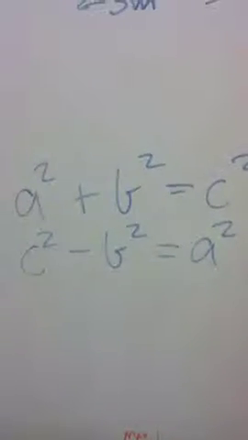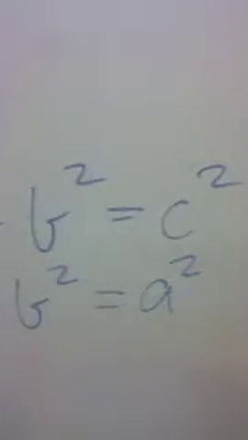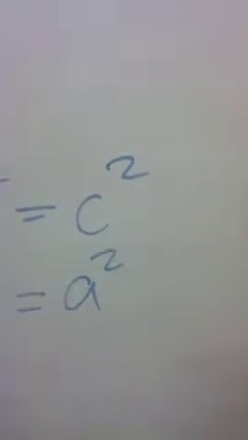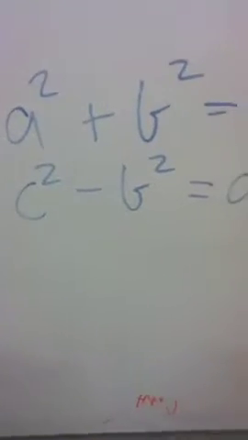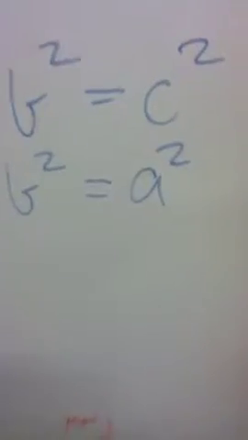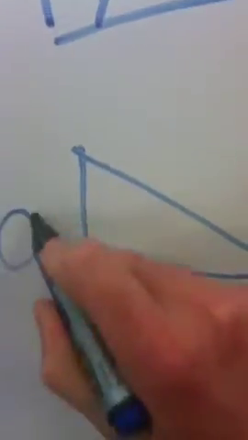Okay, remember that Pythagoras' theorem is a squared plus b squared equals c squared. That gives us the hypotenuse, so the longest side on a right angle triangle. We learnt yesterday that c squared minus b squared equals a squared. This gives us the short side on a right angle triangle. It will either give us this side or this side. Remember, a and b, it didn't matter which one was which we're trying to calculate.